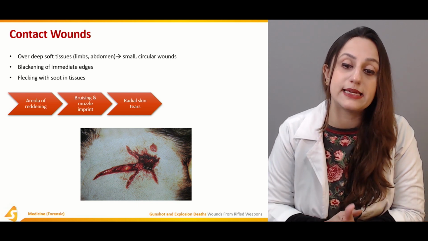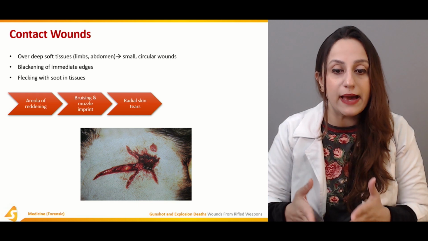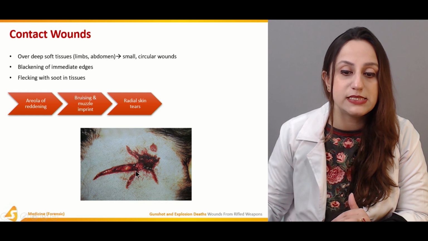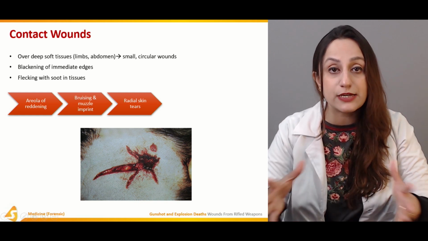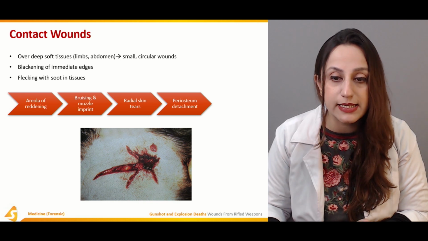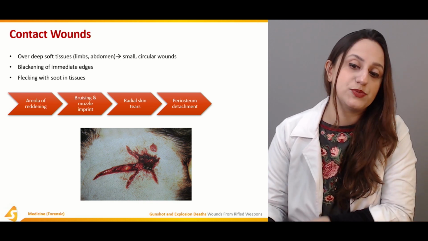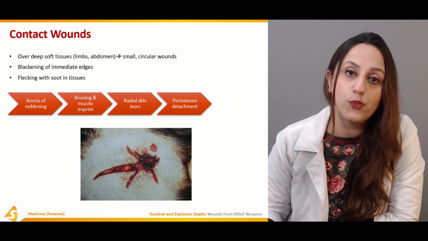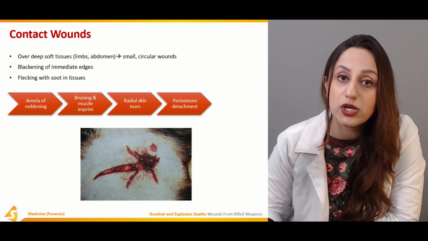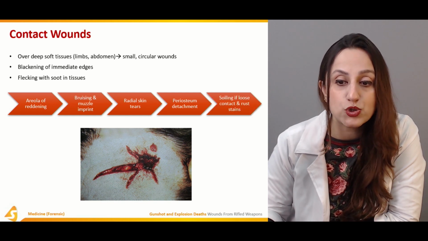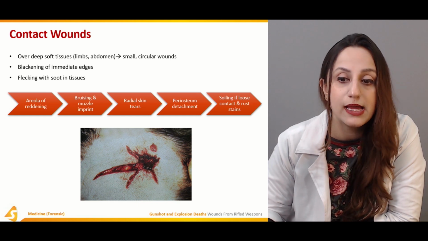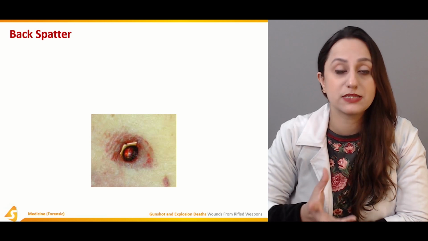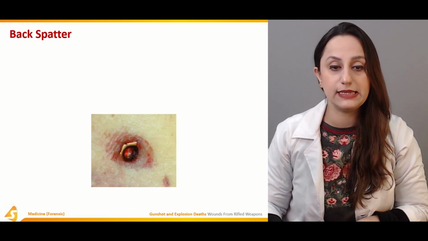And then we have the radial skin tears. There'll be parallel tears, and as seen over here, there are radial tears projecting from the entry wound, so they are radial in nature. And then the periosteum detachment. It's again very important. If the skin is in close contact with the bone, as in the skull, then there will be periosteum detachment seen. The soiling if loose contact, and the rust stains are again very important, and they're commonly found in contact wounds. So now we are talking about the back spatter phenomenon. What is the back spatter phenomenon?